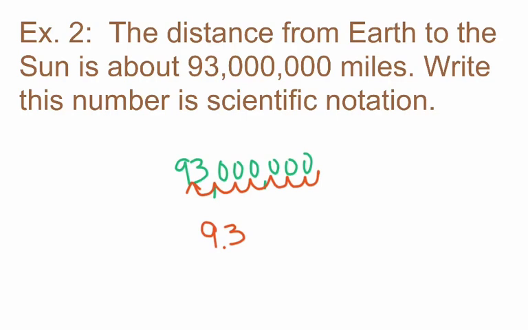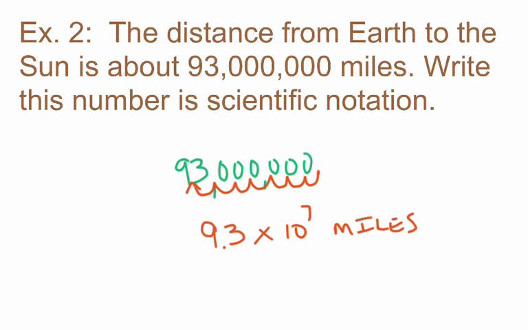I have a single digit number to the left of my decimal. Now I remember that I have to multiply by 10 to some power. We need to identify what our exponent would be. So we go back, we count the number of ocean waves that we had to make in order to move our decimal from behind the last 0 to in between the 9 and the 3. When we count those up, we end up with 7 ocean waves. So we end up with 9.3 times 10 to the 7th power, and we include our label, which is miles.